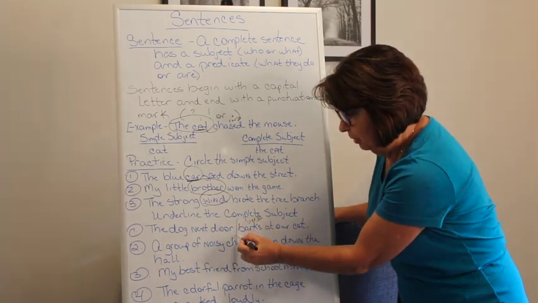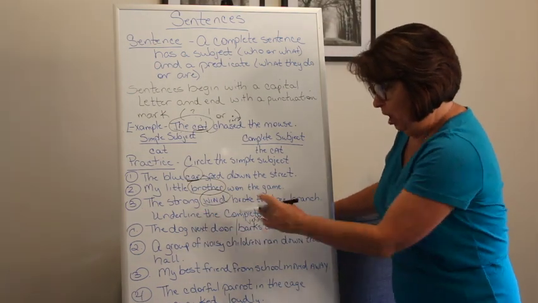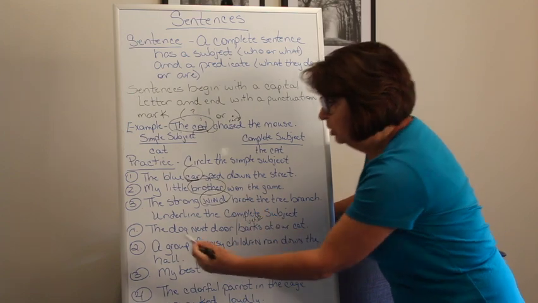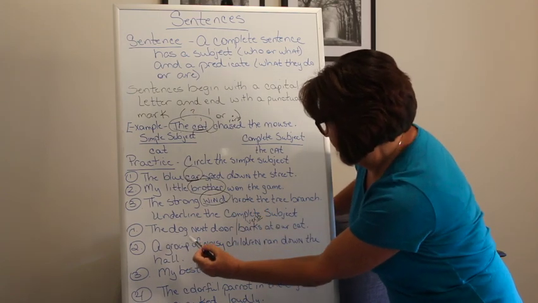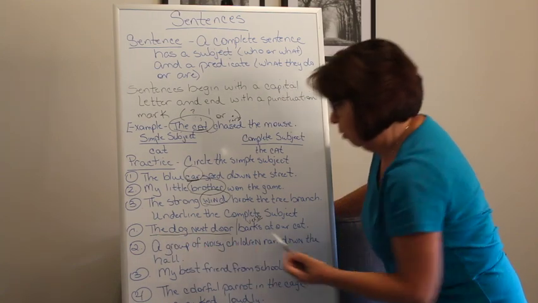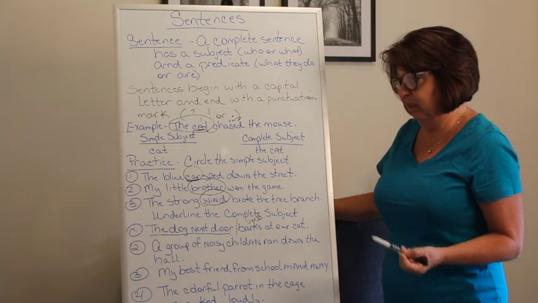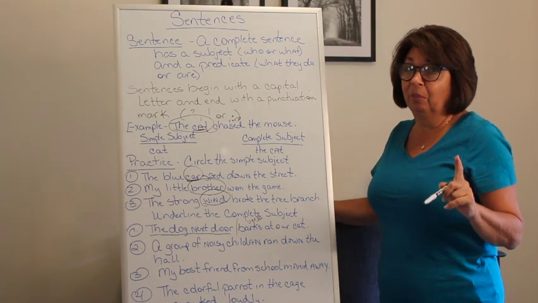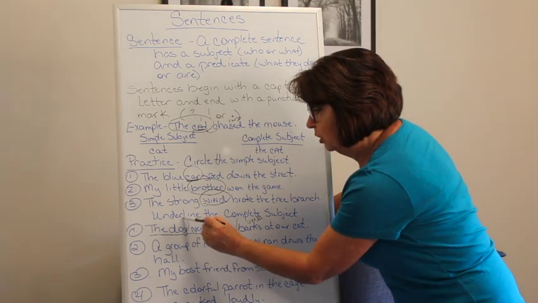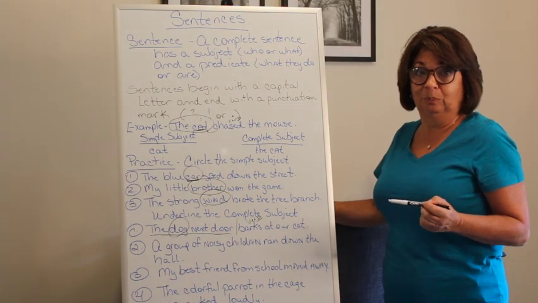So you can almost divide this sentence now. Here is our subject, here is our predicate. So we want to know what the complete subject is. So the dog next door, that is our whole complete subject. If we were only looking for the simple subject, we would just say dog. Okay, do you see the difference between the two?